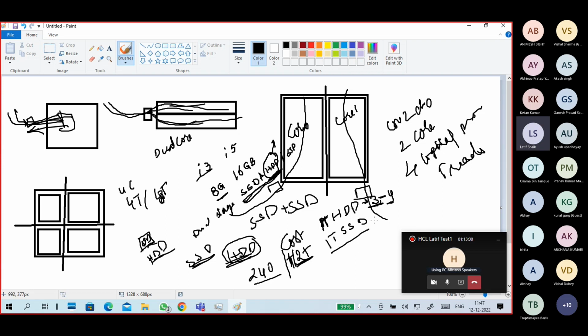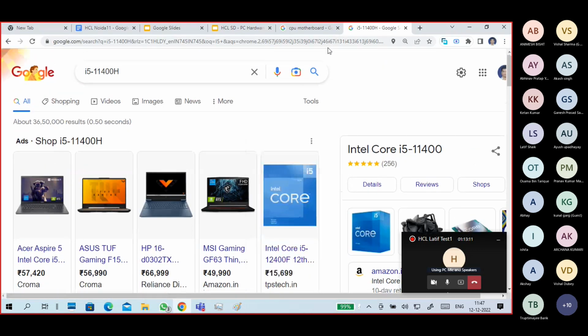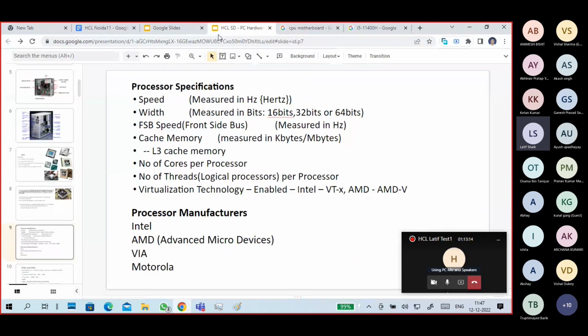because the cost of a 1 terabyte SSD is around 9,000, near 10,000 rupees. There are two types of interfaces. Okay, got it, so that's the point.